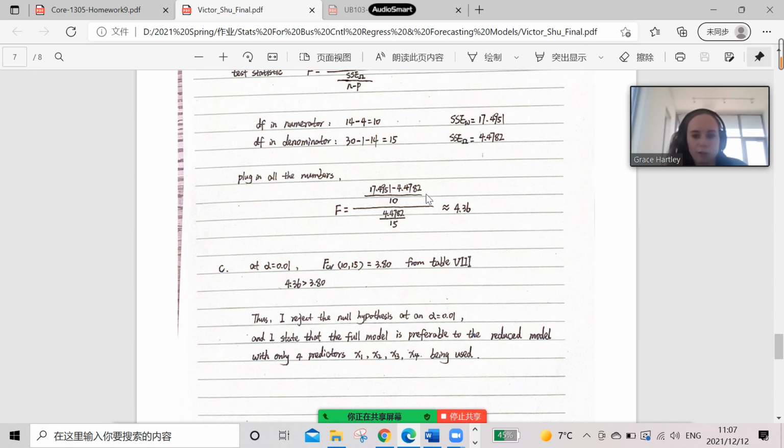I'm saying it again, sorry. If F is larger than whatever is in the table, we reject the null hypothesis. Yes. Thank you.